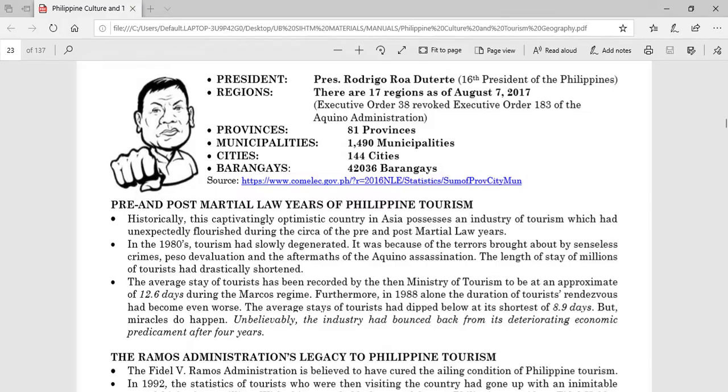All right, so let's go back. Our current president is not President Rodrigo Roa Duterte. He's the 16th president of the Philippines, our former president. So who is our present president?